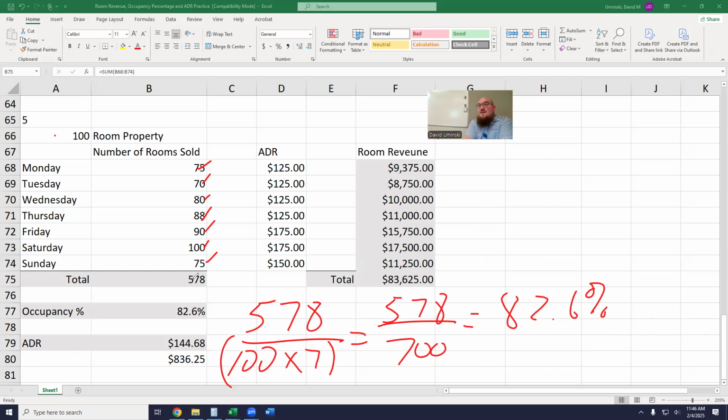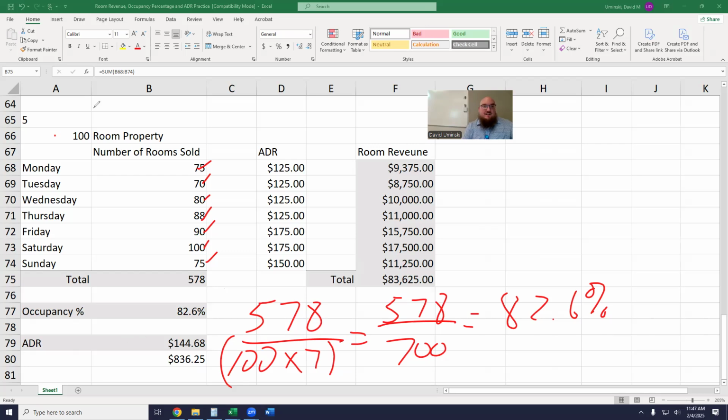If I was looking for my occupancy for the whole year, I would divide it by 100 times 365. That would give me my occupancy for the whole year. This is where you also need to know how many days are in a month, so you can make sure you're dividing by 30 or 31 or 28, or every 4 years, 29. So you need to know those things so that you can calculate things correctly.